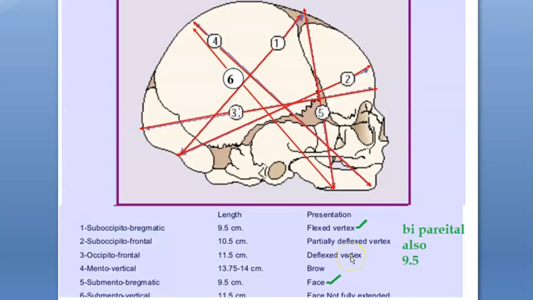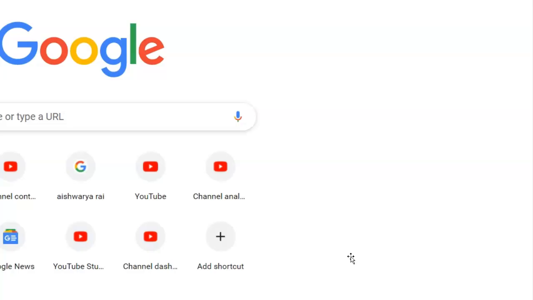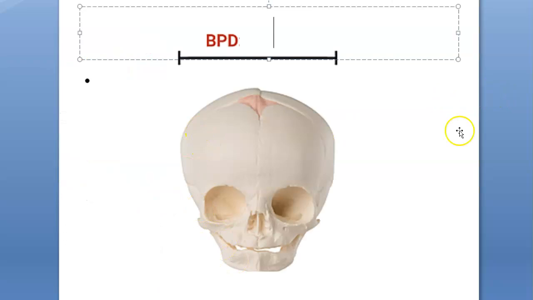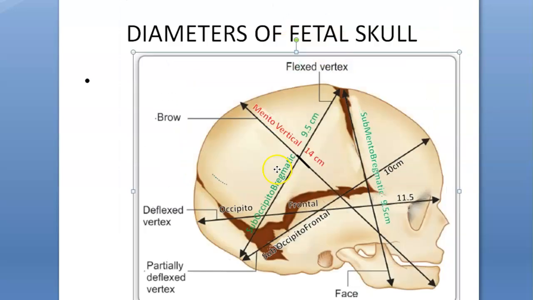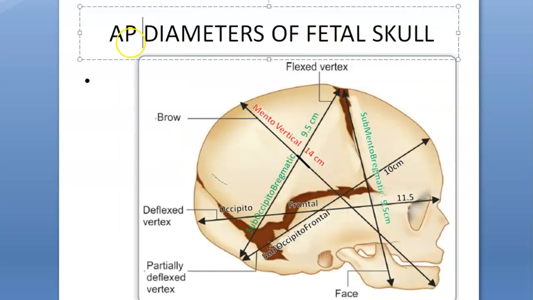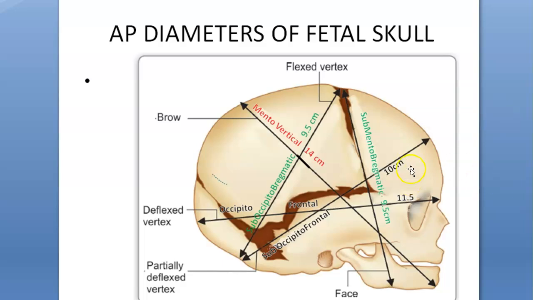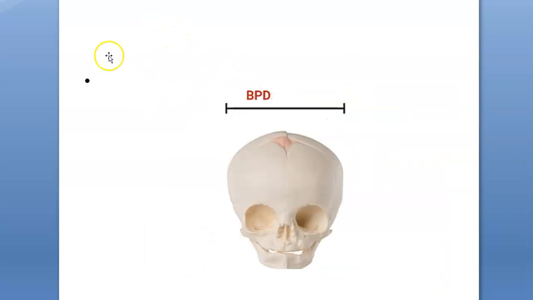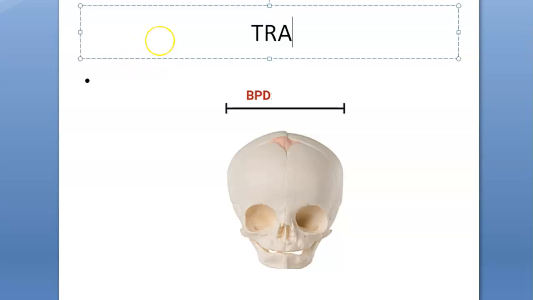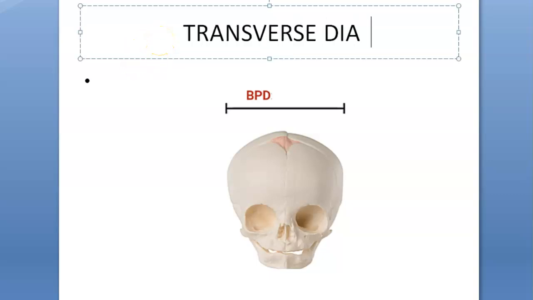Biparietal diameter, guys, is the transverse diameter. It's not an anterior posterior diameter. So I think that is something that we have to add here. What you are looking at here are the anterior posterior diameters of the fetal skull, from front to back. But biparietal diameter is a transverse diameter.